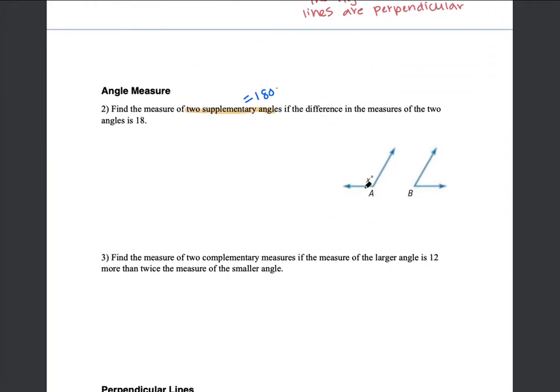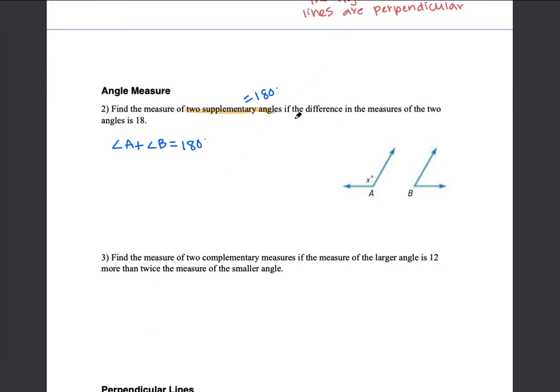So that means angle A, so we have angle A and angle B in this picture, that means that angle A plus angle B is equal to 180 degrees. Well, what else do we know?